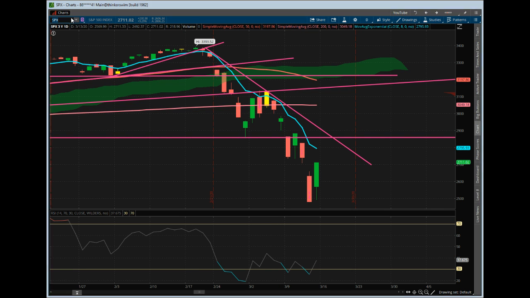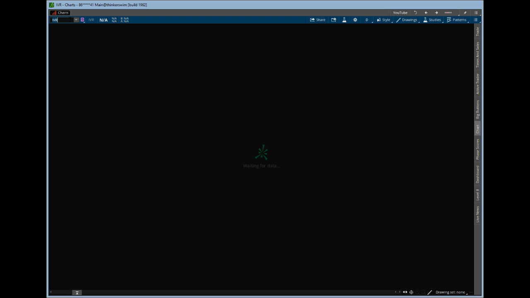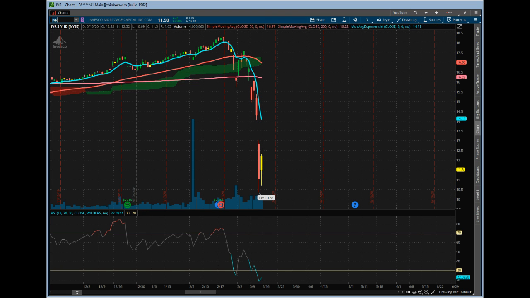IVR. Let's take a look. Invesco Mortgage Capital. So inside day on Friday. So this should be interesting right here. Let's see how this does. I don't know how these mortgage companies are going to make money with 0% rates, but I guess the concept is they'll probably charge a fee or something like that, but they might get a lot more mortgage applications, so I think it's a good idea. Let's definitely keep an eye on this one.